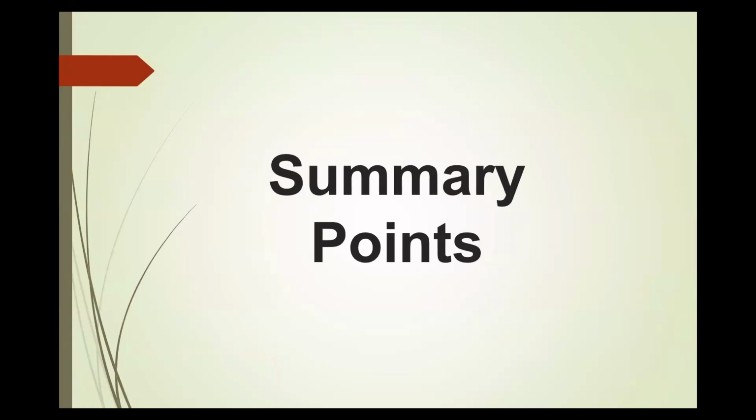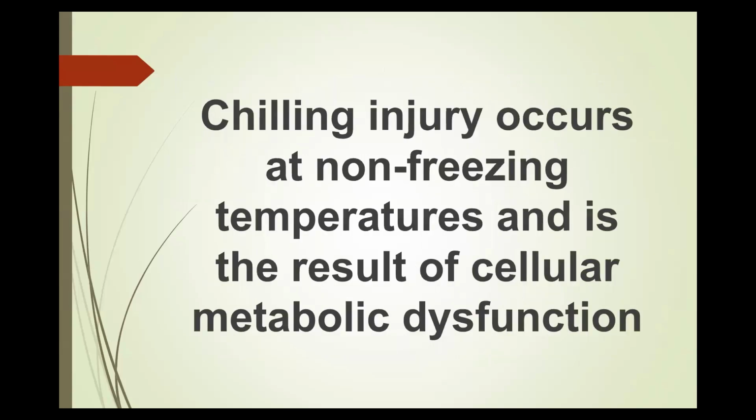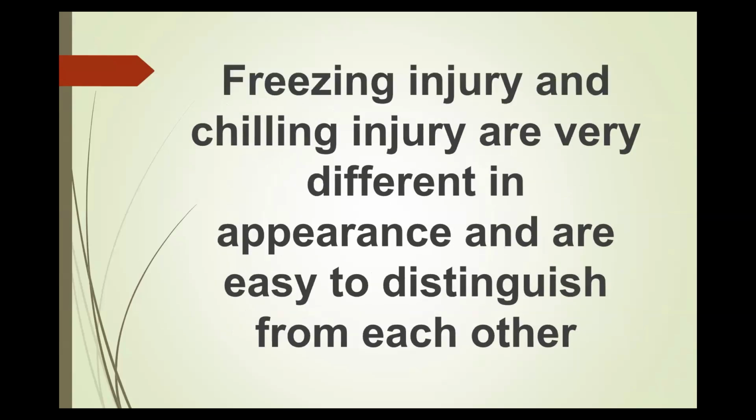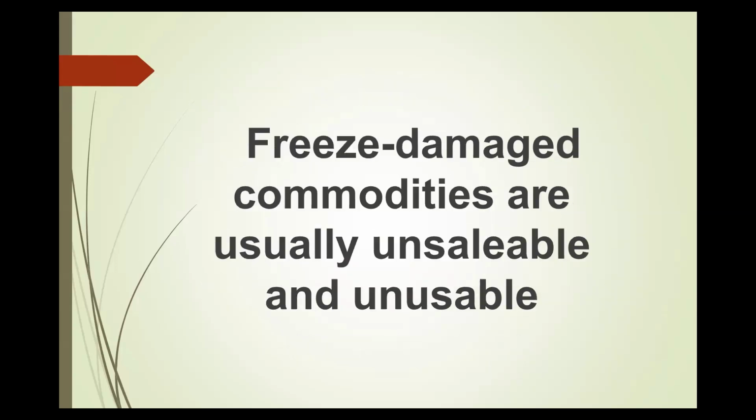Summary points. Freezing injury is distinct from chilling injury, as freezing usually involves the formation of ice crystals which destroy plant cells and tissues. Chilling injury occurs at non-freezing temperatures and is the result of cellular metabolic dysfunction. Freezing injury and chilling injury are very different in appearance and are easy to distinguish from each other. Freezing often results in textural changes or tissue collapse, water soaking of tissues, and leakage from tissues. Freeze-damaged commodities are usually unsaleable and unusable.